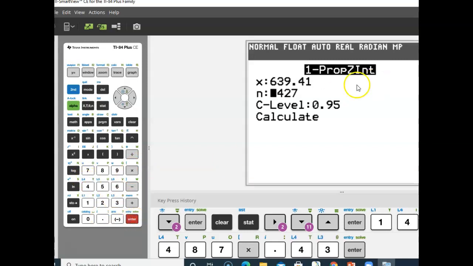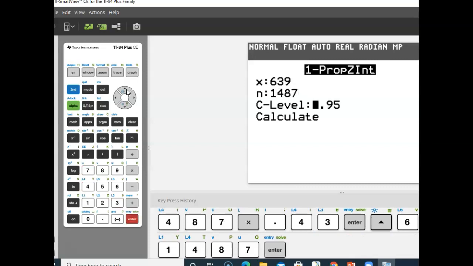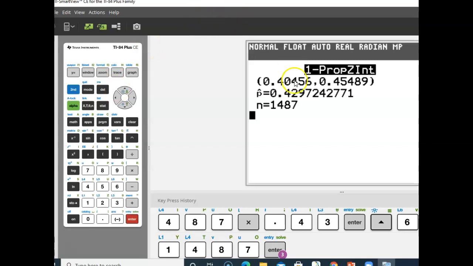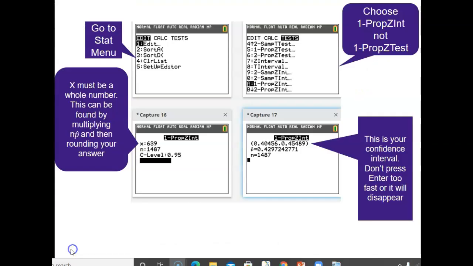And press enter. My calculator is going to give me an error if this is not a whole number. So I'm going to go back up and change it to the whole number that it's closest to. Put in my sample size and my confidence level and then press calculate. And you can see that this actually matches up. If I rounded it to 3 decimal places, it's going to match the answers that we just got through calculating. This is a screen just showing the different calculator screens that you would see to go through the process that we just went through.